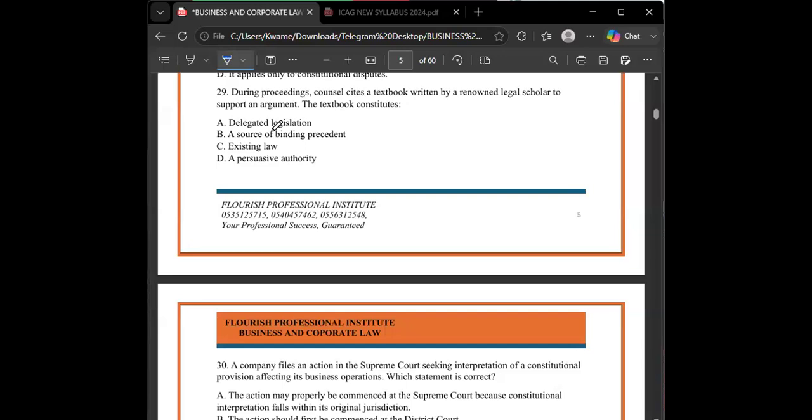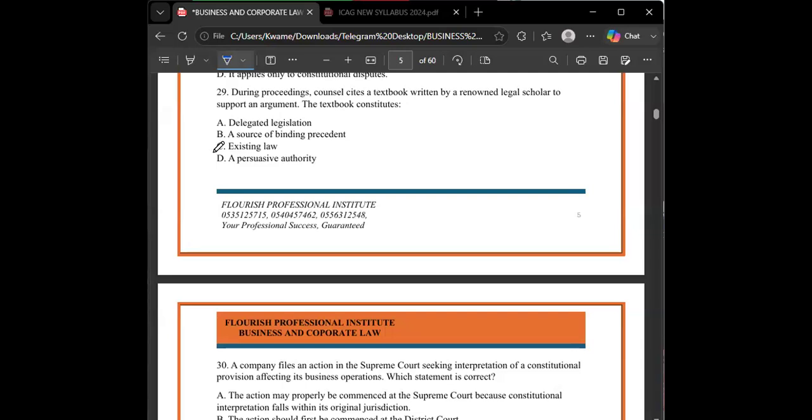During proceedings, counsel cites a textbook written by a renowned legal scholar to support an argument. The textbook constitutes A. A delegated legislation, B. A source of binding precedent, C. Existing law, and D. A persuasive authority. I think it's D. A persuasive authority.